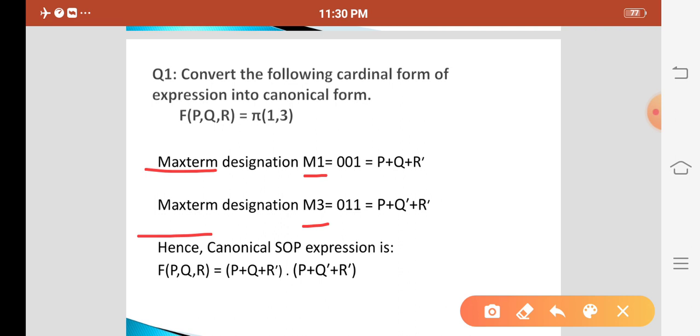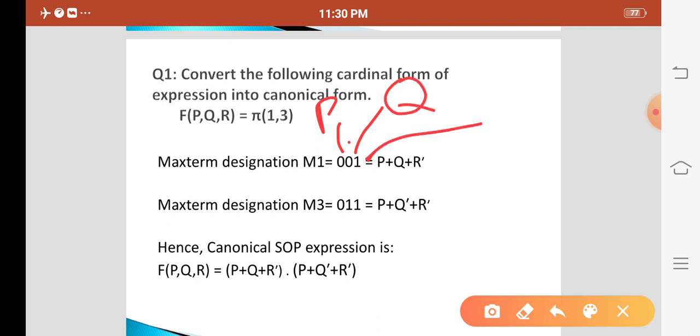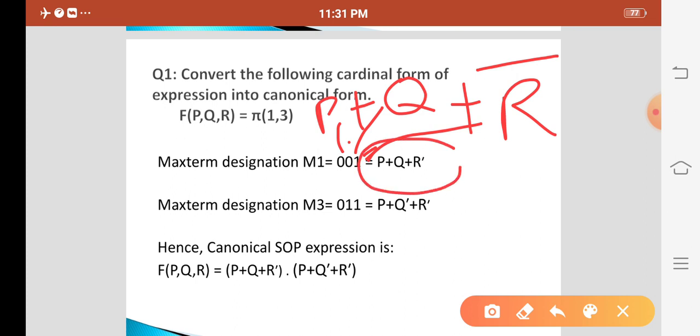Now for you, the numbers given are 1 and 3. So the binary equivalent of 1 is 001, for 3 it is 011, and you will write out what? p plus q plus r bar. See, the first 0 is for p, the second 0 for q, and the third, for 1, this is r. Now you know one thing, in a maxterm 1 is represented by a complemented variable, that's why you will write r bar. And because it is a maxterm, meaning a sum term, you will put a plus sign here, not a dot sign. So this is how you will generate this: p plus q plus r bar.